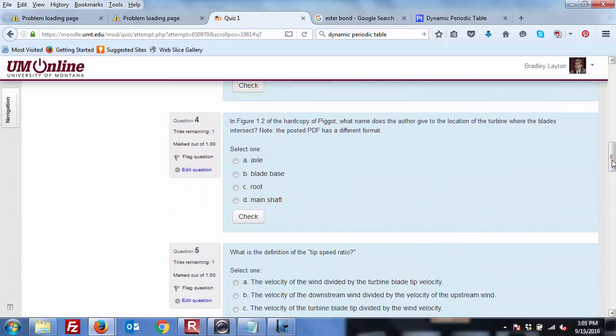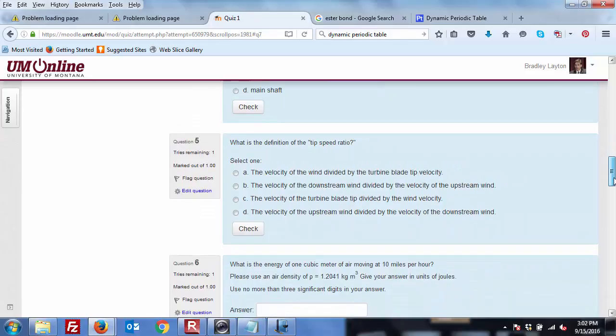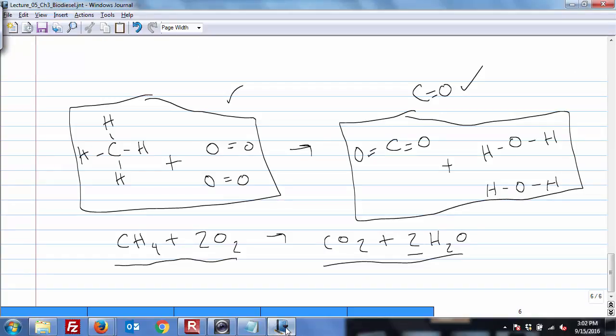Okay. Figure 1.2 of Pigott. What names does the author give to the location where the blades intersect? The posted PDF will have the same information. I was just going from the hard copy. So it's just a matter of finding that information in Pigott. Okay. Tip speed ratio, that's going to be something that you'll find in JAW as well.